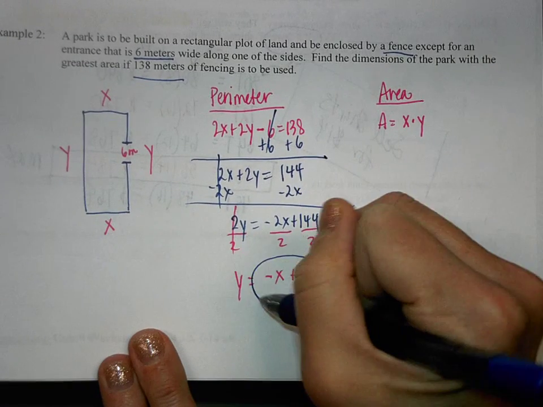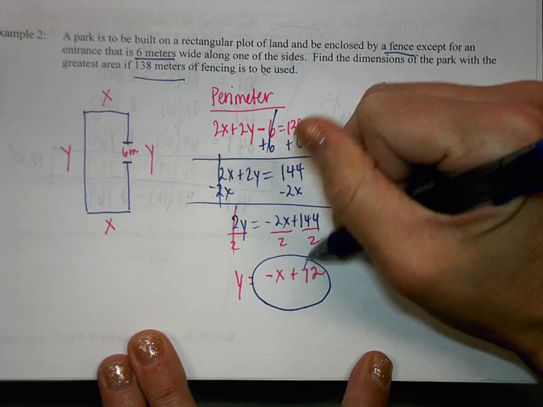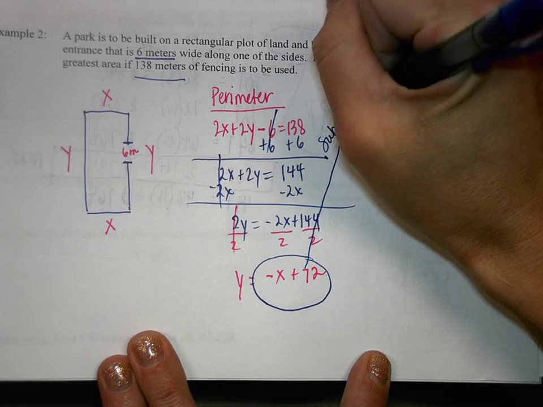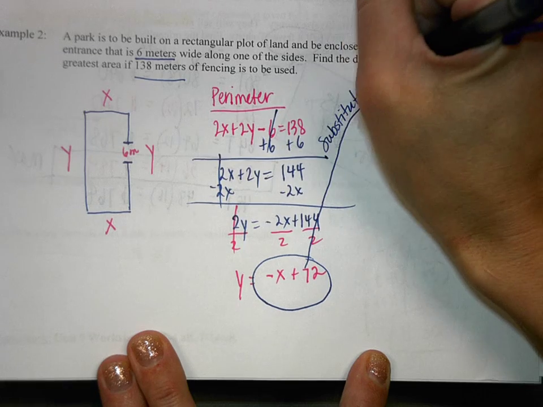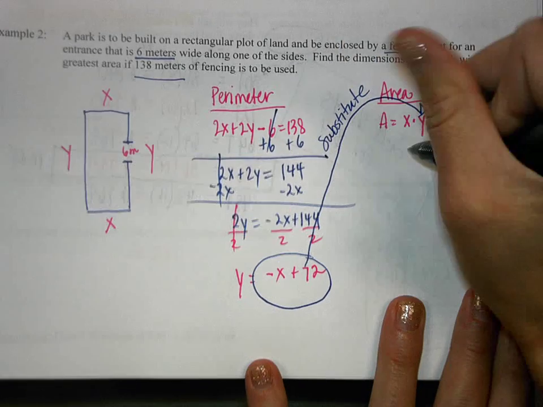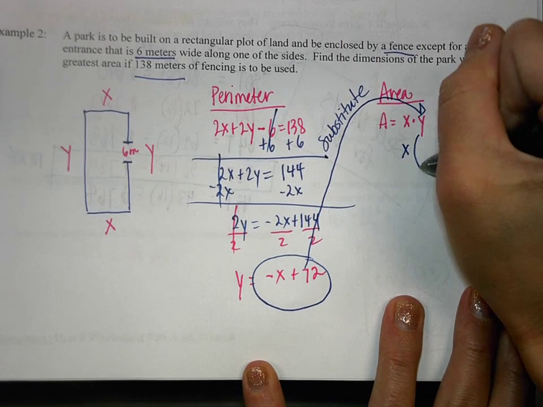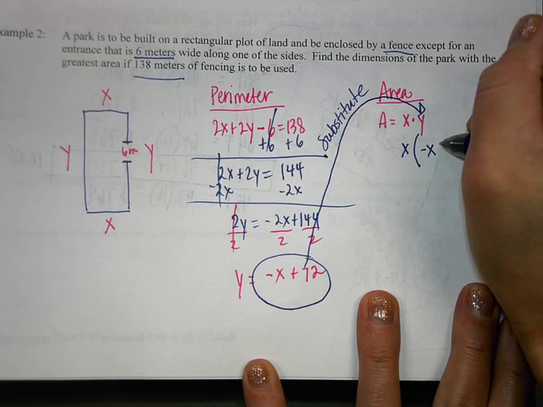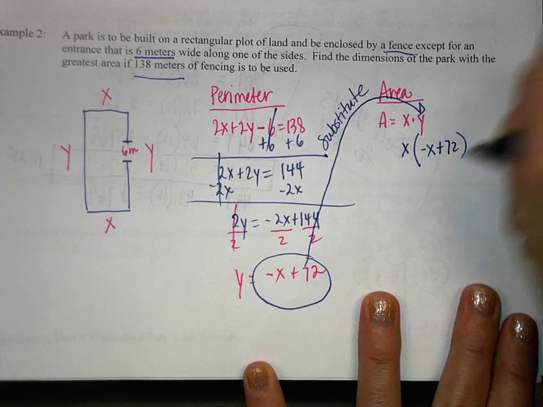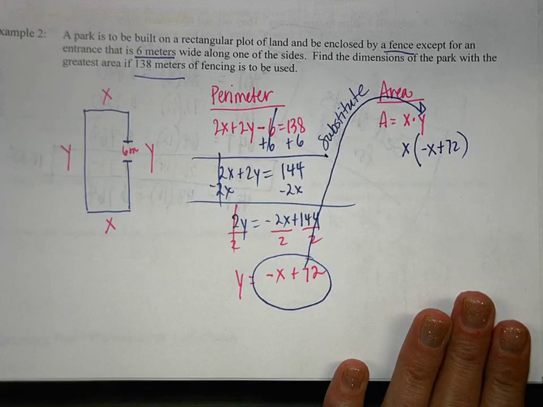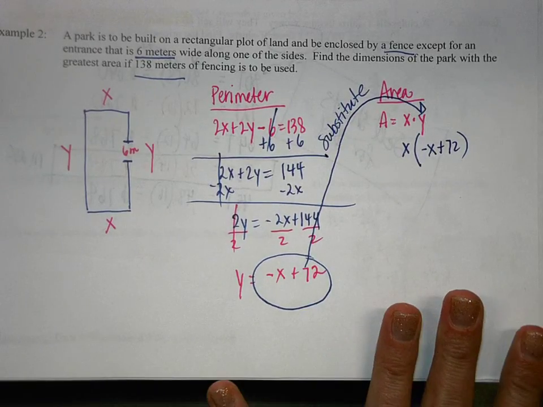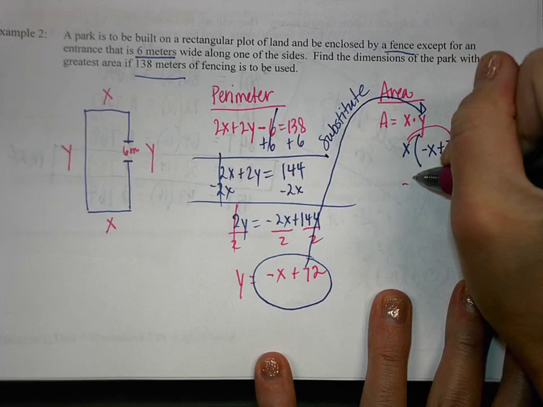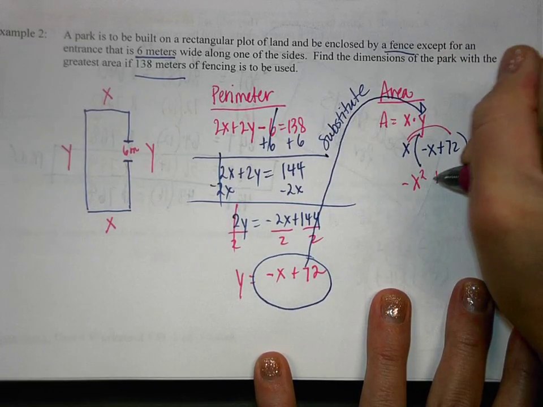And I can, just as I did before, substitute it in. So my new equation is going to be x times what? Perfect. We're going to do the same thing as we did before. Normally I'd have you do this on your own, but because of time, we're going to do this together. So we distribute. I get negative x squared plus 72x.